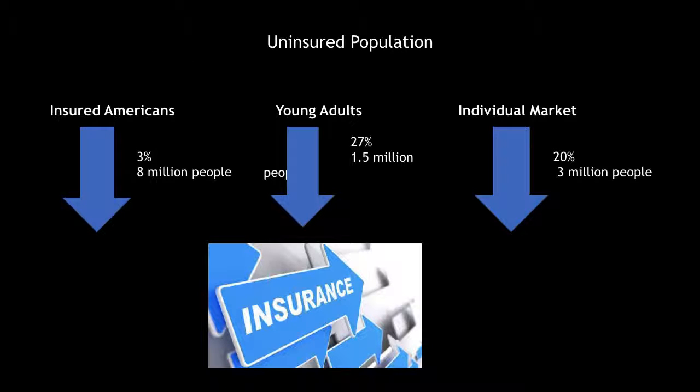The worst part about the repeal is the increasing number of uninsured individuals. The number of insured Americans will drop by 3% or 8 million people. The individual insurance market will reduce its enrollment by 20% or 3 million people. As well, the number of young adults in the individual insurance market will decrease by 27%, which will result in more older, less healthy enrollees in the insurance pool. This will cost the insurance companies more money, which will then increase the premiums.